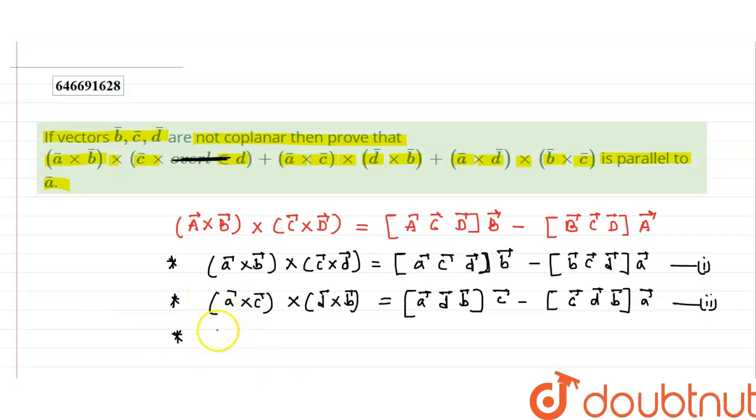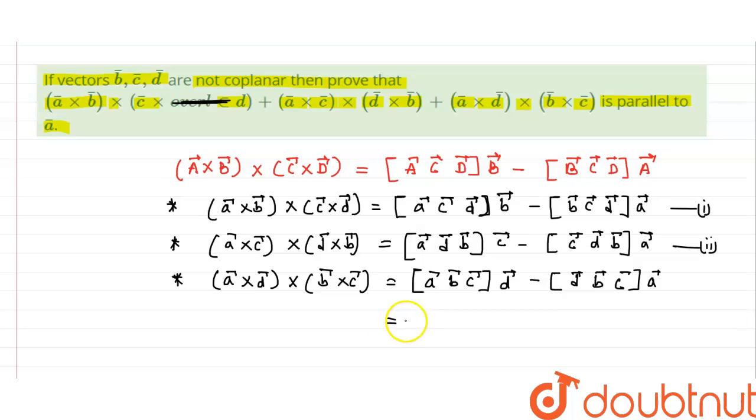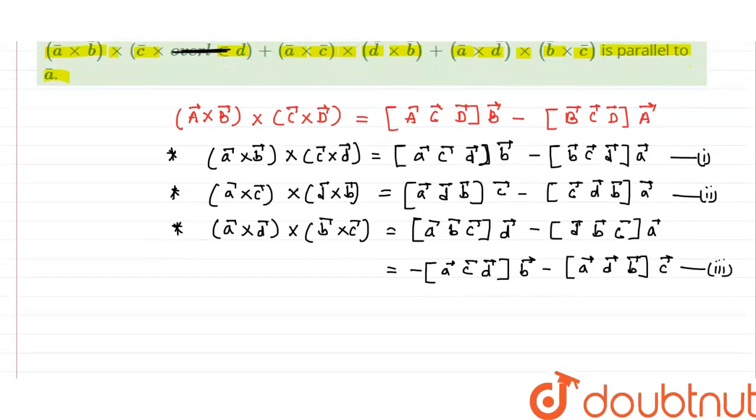Another one is A vector cross (D vector cross (B vector cross C vector)), that can be written as A dot B times C... in the simple formula. Now inside the box again [D, B, C] times A vector. This can also be written if you change the position of the elements. So that's why minus comes, [A, C, D] times B vector minus [A, D, B] times C vector. So this one is equal to equation 3.